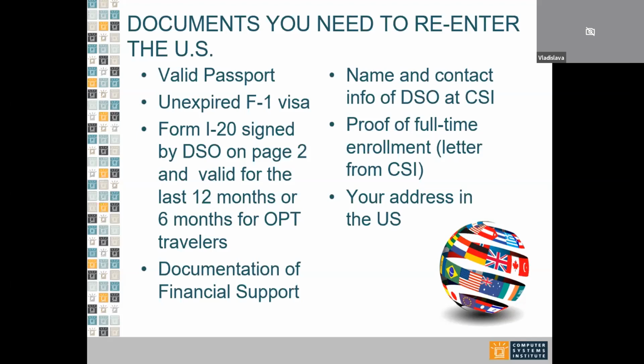You want to take proof of full-time enrollment with you. What can it be? It can be an enrollment agreement. You can request it from your admission representatives. It could be a letter with enrollment verification. It could be requested at the CSI front desk. You might want to take Form I-901. It's a receipt of the paid SEVIS fee.